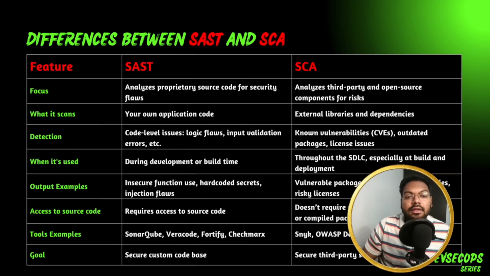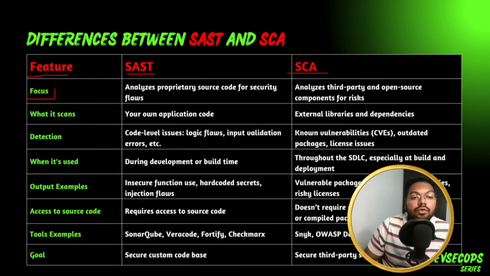Now next is the differences between SAST and SCA. So please pay careful attention to this particular part because this could be asked. It is majorly asked in DevOps or DevSecOps interviews, so that people get to know if you really understand the difference between different security methodologies or different tools that we use on a day-to-day basis. So here you can see the different features. What is the difference between SAST and SCA?